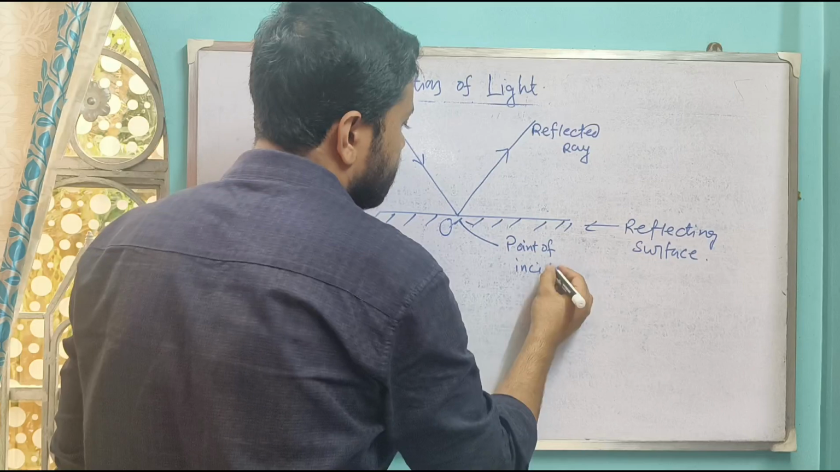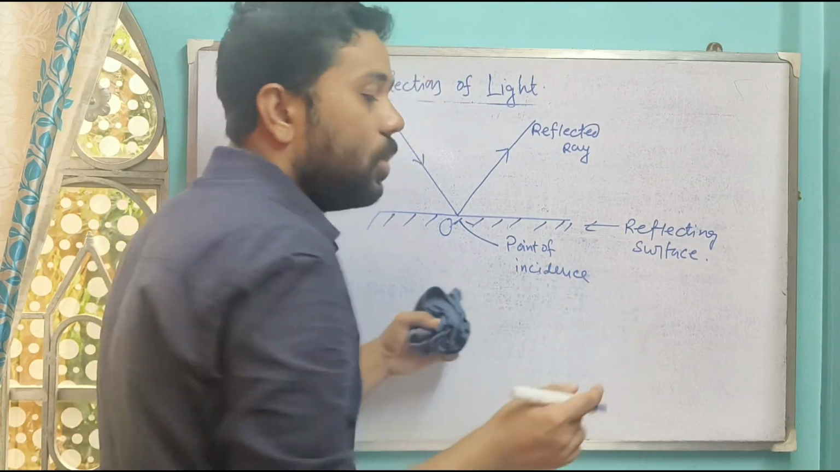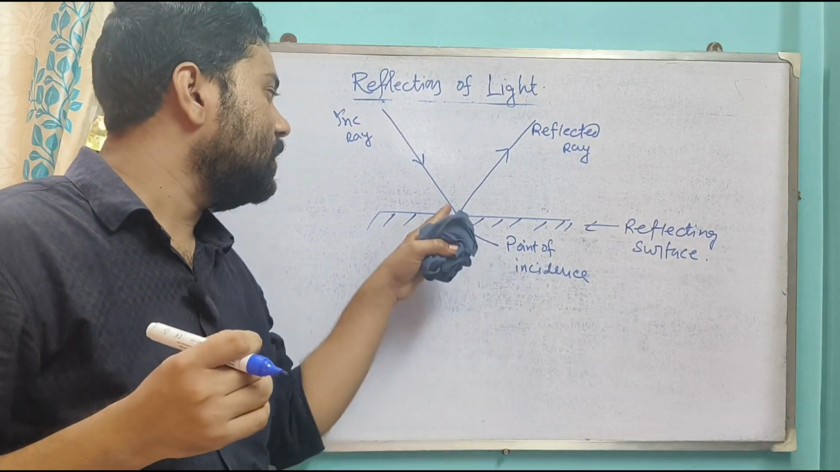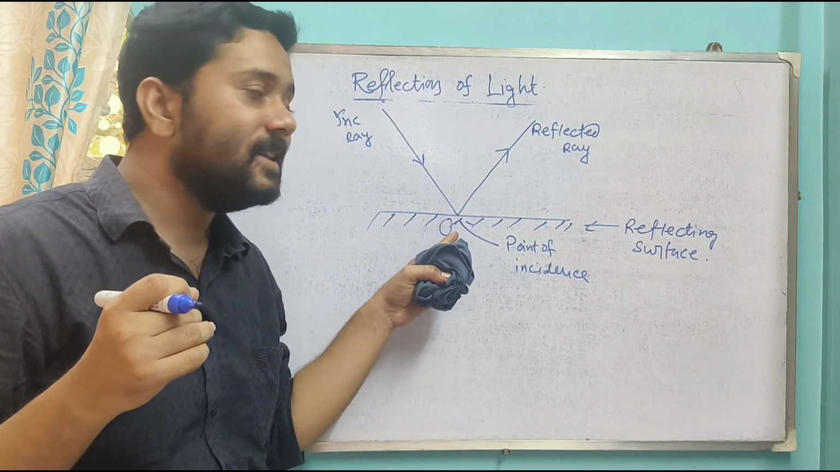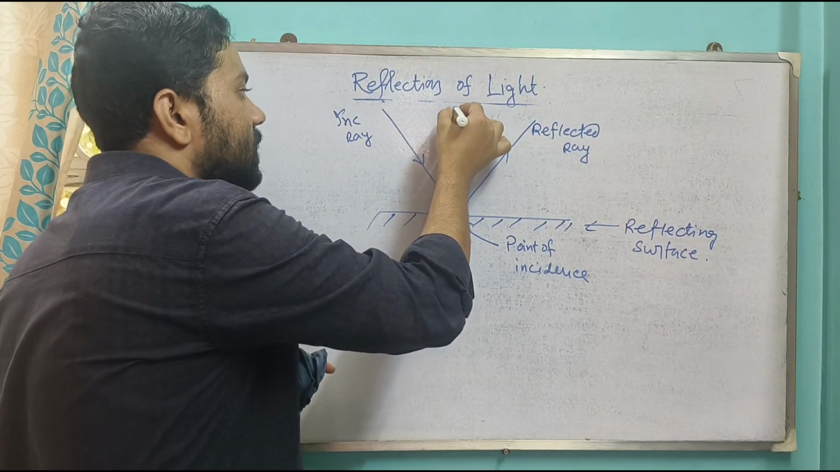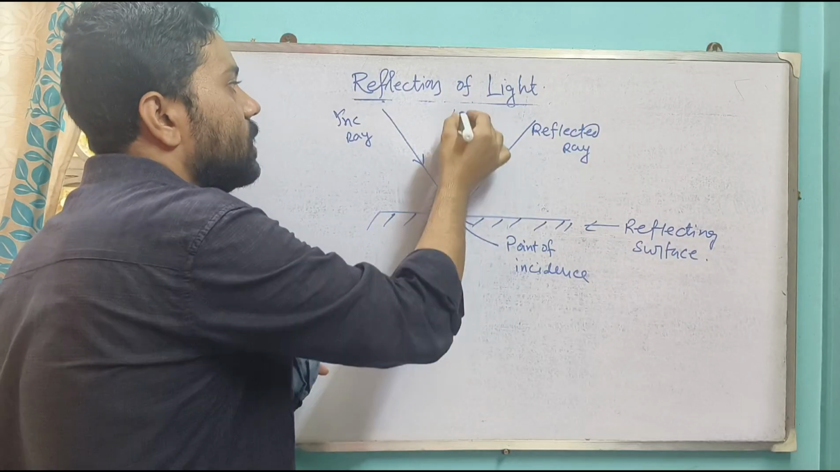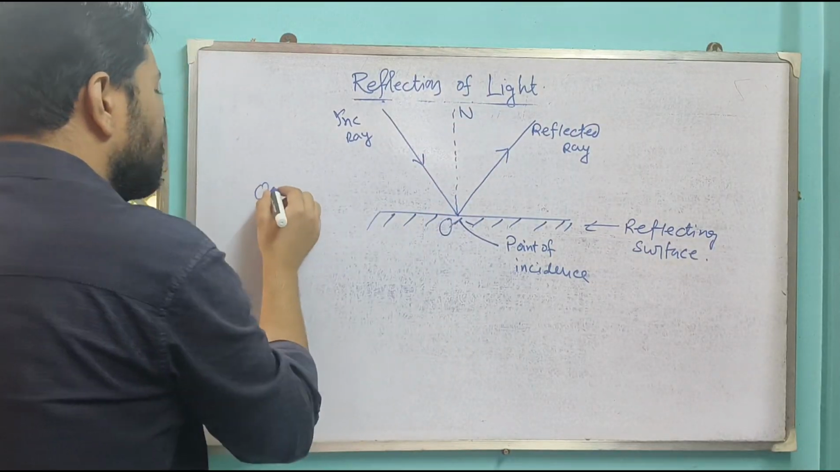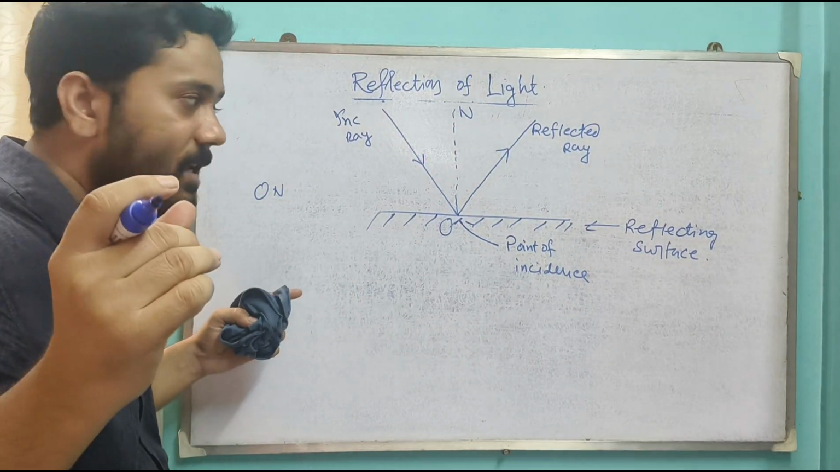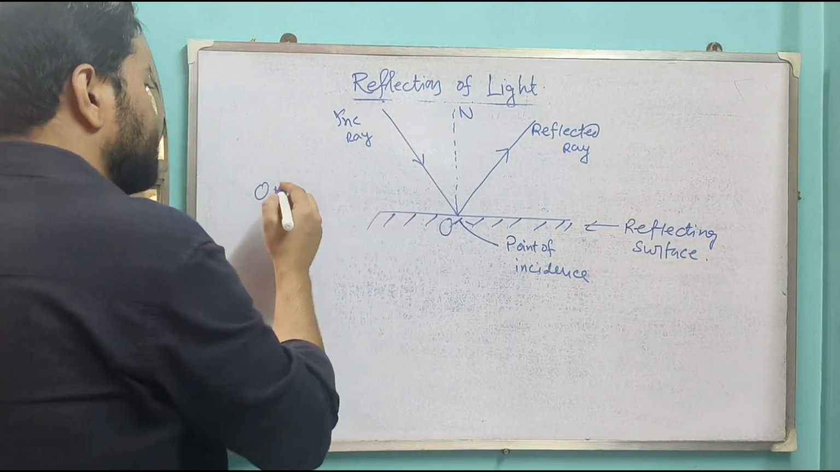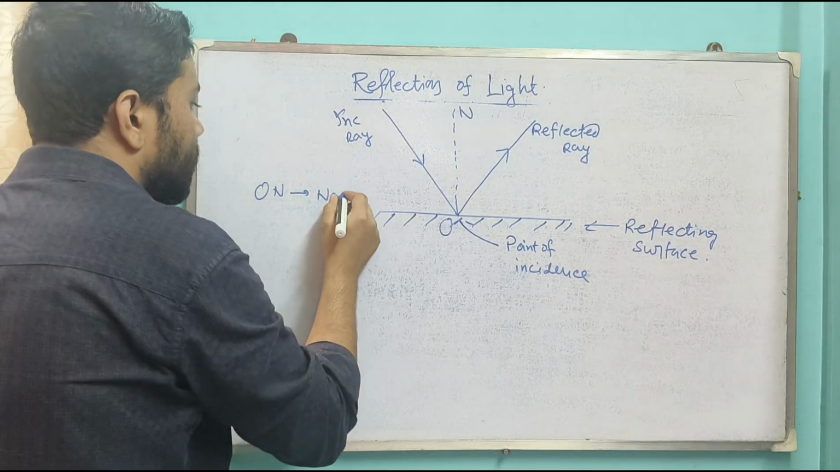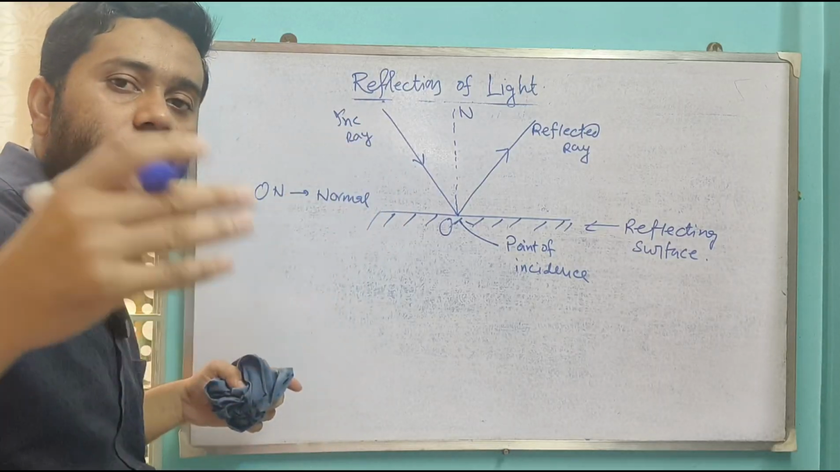And if we draw a perpendicular line on the reflecting surface which passes through the point of incidence, that imaginary perpendicular line is called the normal.